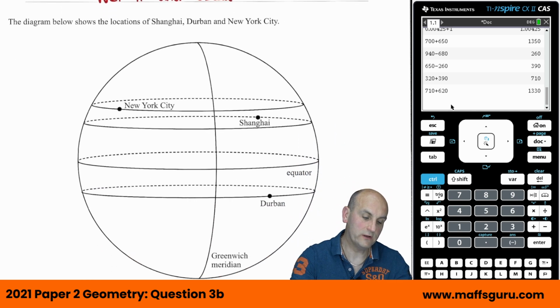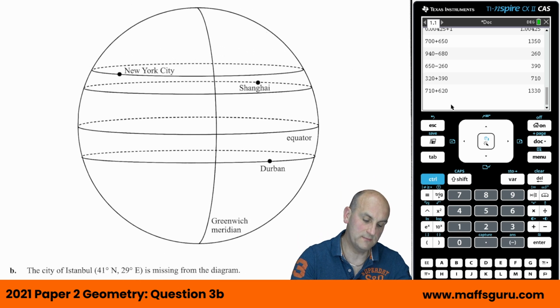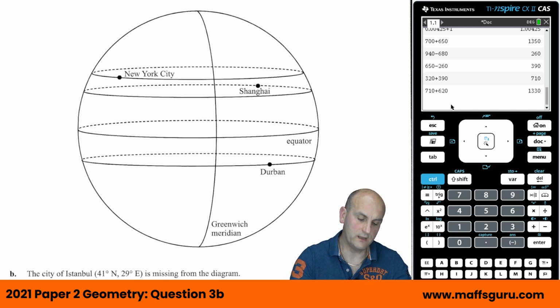The diagram below shows the locations of Shanghai, Durban and New York City. Lovely. The city of Istanbul, 41 north and 27 east, is missing from the diagram.